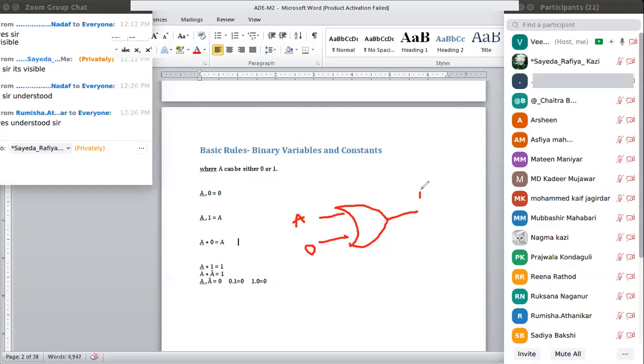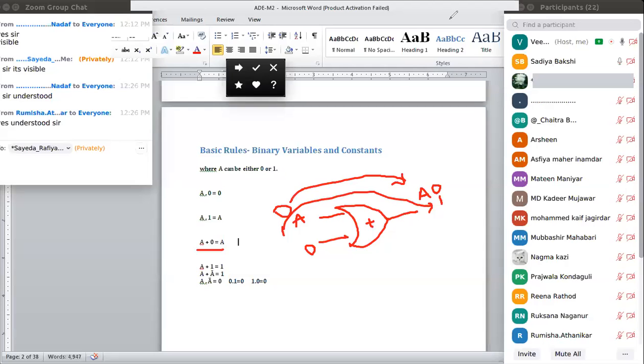What will be the output? It is A. How come? See, if A is 0, 0 plus 0 is 0. If A is 1, 1 plus 0 is 1. So whatever A I am giving or applying here, the same thing I am getting here. 0 to 0, 1 to 1. So that is why A plus 0 is equal to A, right?